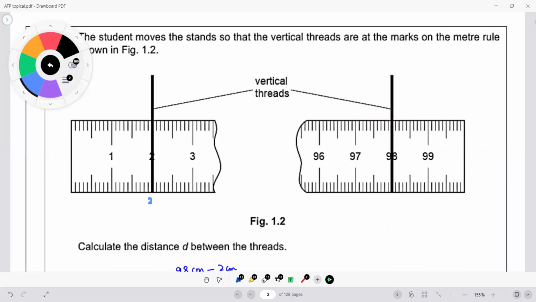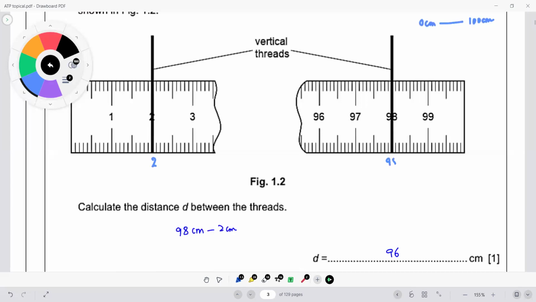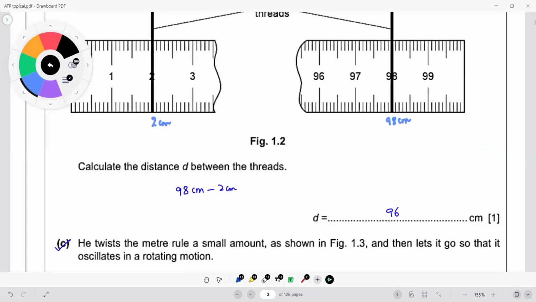Make sure you look at it very carefully in the examinations because ये 2.1 भी हो सकता है, 2.2 भी हो सकता है, might look to you as 2, so you better pay attention. So this is 2 here, right in the middle, and then you have 98. And because a meter rule has markings from 0 centimeters to 100 centimeters, the meter rule, 1 meter is 100 centimeters. So it's 98 centimeters minus 2 centimeters. Obviously, the question will give you the unit for such a question. It says calculate the distance between the threads. It is 98 centimeters minus 2 centimeters, which is 96 centimeters.